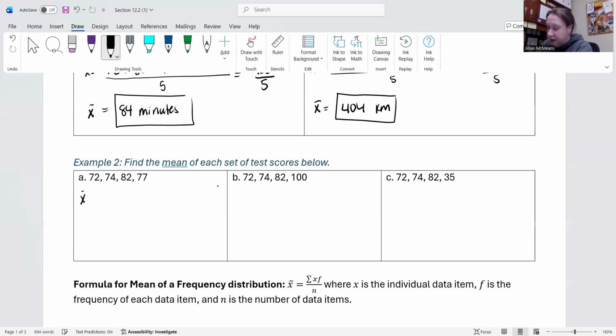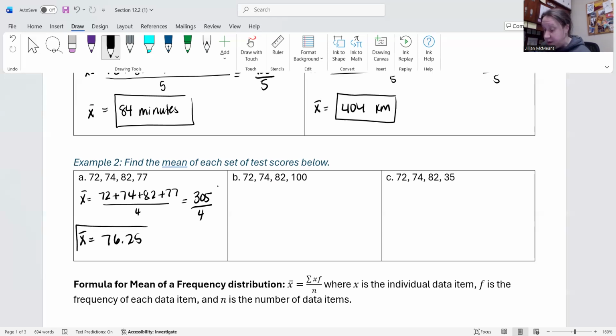So let's go ahead and see what our mean is. We would take 72 plus 74 plus 82 plus 77, and then we would divide by 4. So again, using your handheld, let's see what we get. I get 305, divided by 4. And once we actually divide it by 4, we get 76.25.